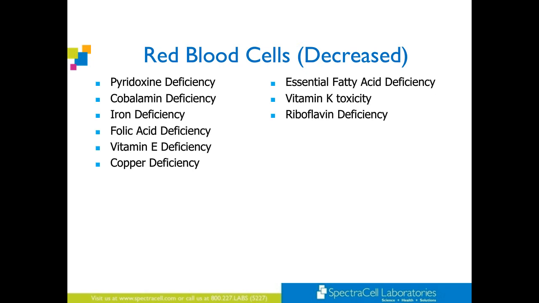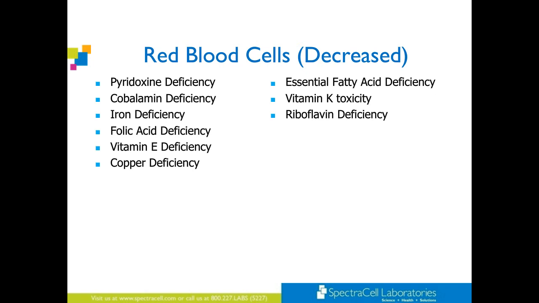So here's a case where you see several nutrient deficiencies, everything from the B vitamins to minerals like iron and copper, and the fat-soluble nutrients like vitamin E and vitamin K. One case, vitamin K toxicity, the other, vitamin E deficiency. So we have a toxicity or adverse effect with the fat-soluble in one, and in the other case, we have a deficiency with a fat-soluble.